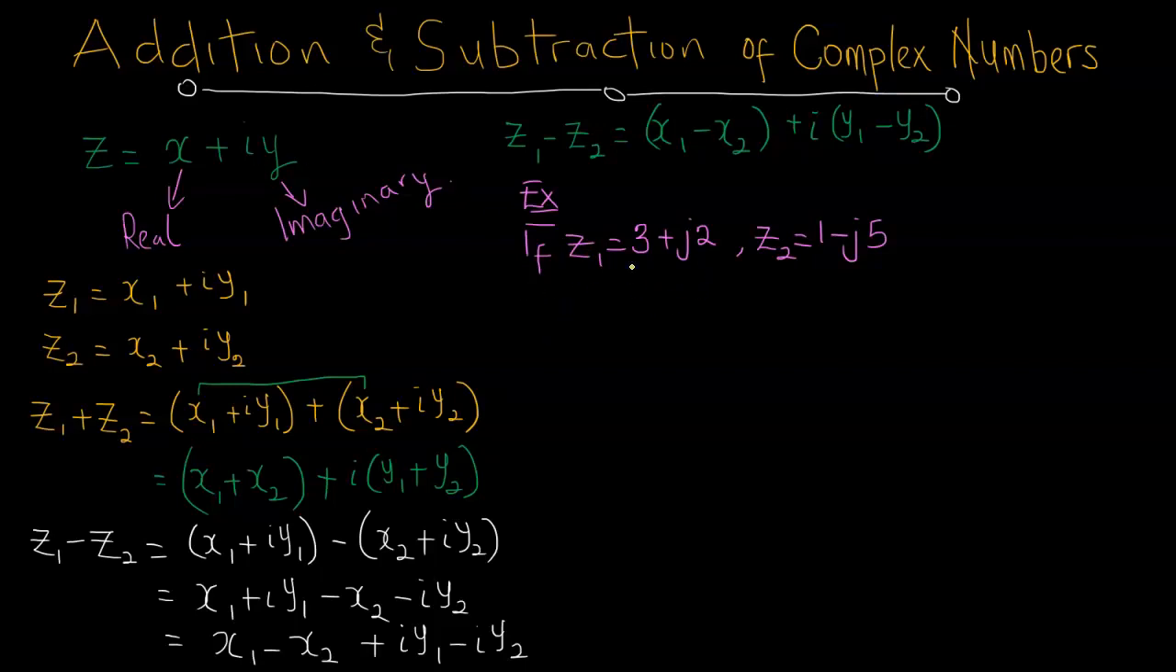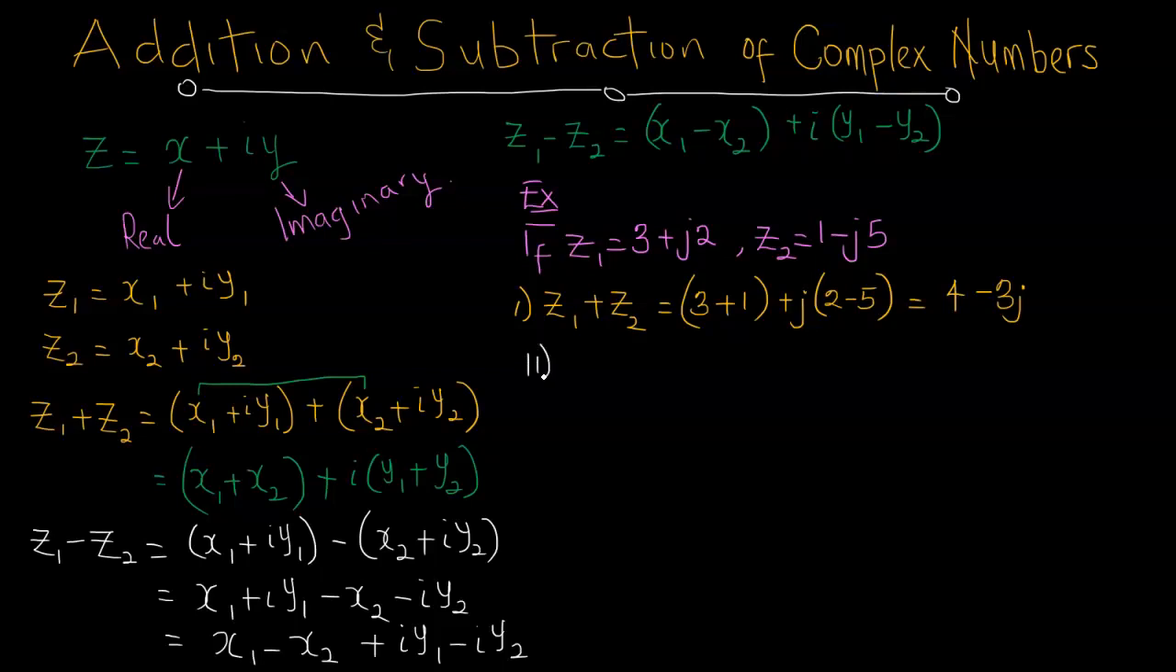Okay, so let's figure out what z1 plus z2 is. As usual, we are going to add the real parts, that's 3 plus 1, then plus j, then add the imaginary parts, that's 2 minus 5. Thus, z1 plus z2 is 4, then 2 minus 5 is negative 3, so this is negative 3j.